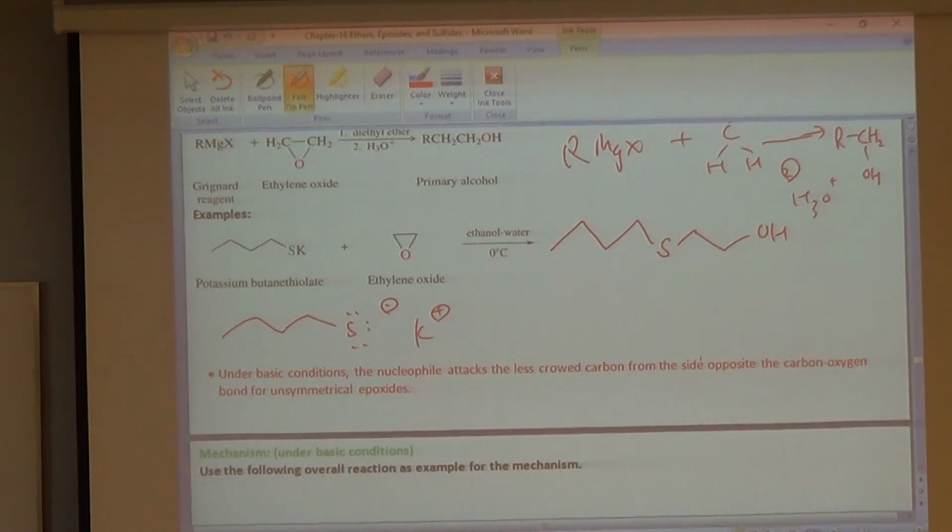For the base attack, it makes usual sense because if it's crowded, there is a lot of hindrance. And under acid conditions, the attack from the crowded side has an electronic reason. So we'll study that after the break. Let's take a 5 minute break. We take a 5 minute break at one time, and then next time we'll do the group.